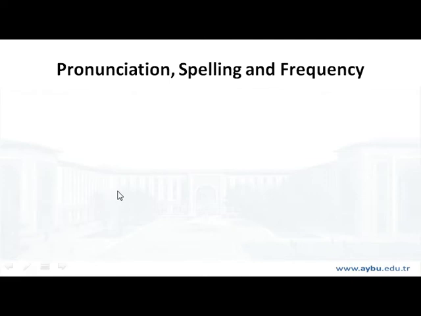Pronunciation, spelling, and frequency. English is not phonetic like the Turkish language. I mean, one or two letters may have different pronunciations, okay? It's not like Turkish, where whatever you write, you pronounce. So, by checking your unknown words, it's important to know the correct pronunciation.